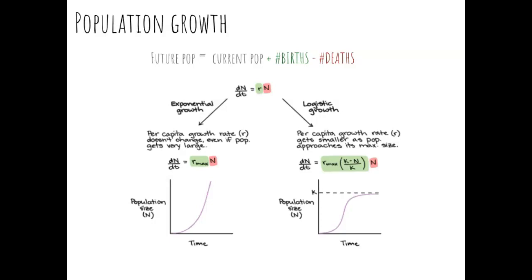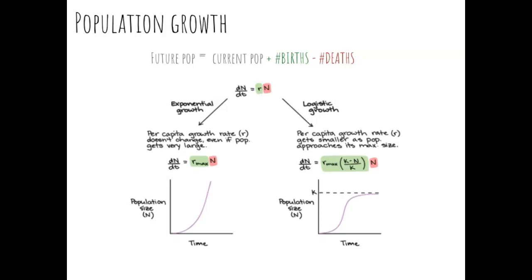Essentially it happens that way because with this equation, you're adding more and more individuals depending on how large your population size is. So if you have more individuals, the rate is increasing even faster. And so you have a faster and faster increasing population, and you end up with a J-shaped curve.